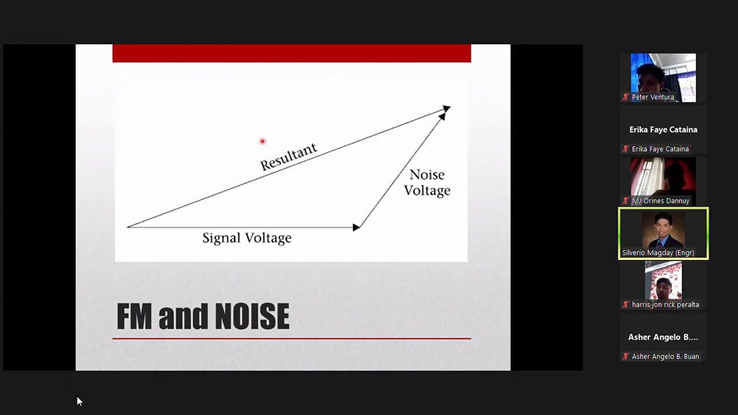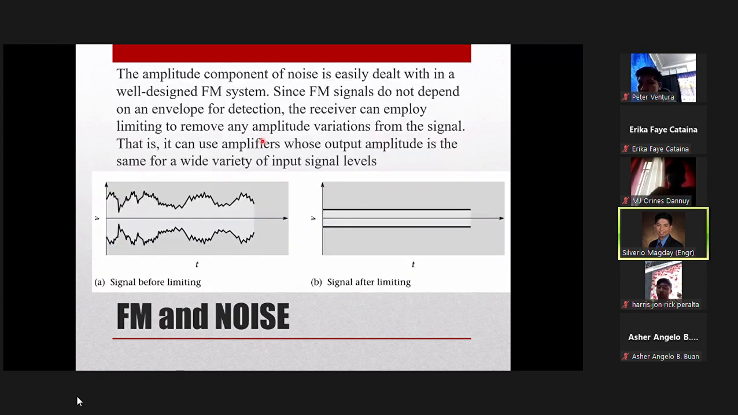The frequency modulation and noise can actually be taken as vectors. Noise voltage can be random variations in the amplitude of the signal, taking the resultant. Yan, frequency modulation and noise. So it is applied with a limiter. So the signal before limiting has the spikes created by noise, and after the limiter, magiging flat line na siya.